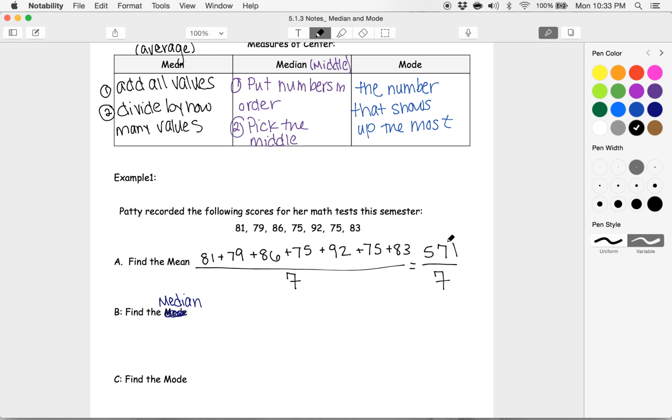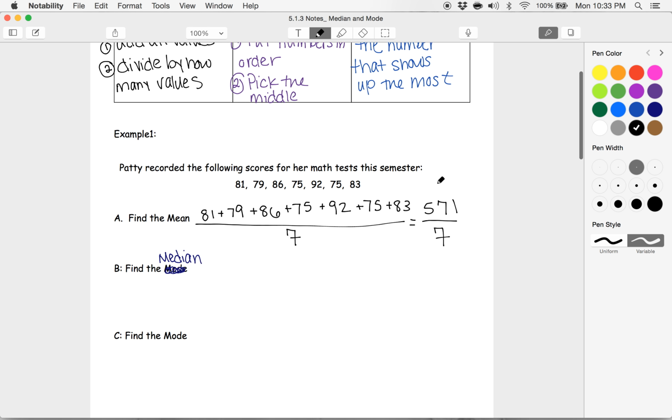Then I'm going to divide that by 7. So when I do this, I end up getting 81 when I divide this. If I'd like to simplify this, I'm going to get 81.57142, and this is a decimal that's going to keep going on and on, but that's okay. Give me as many of those decimal values as you like, and we're just going to stop there. Or you could always leave it like this as well.